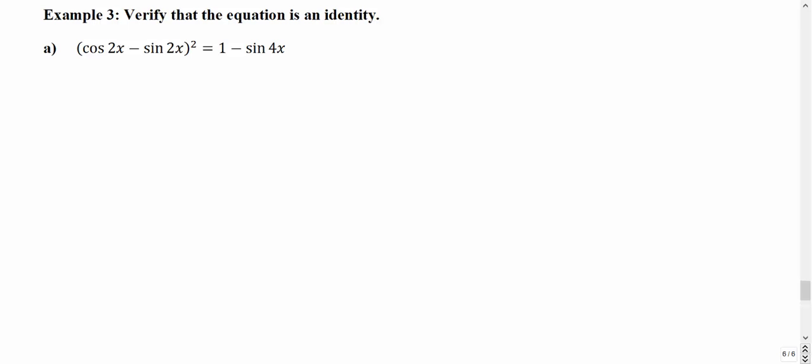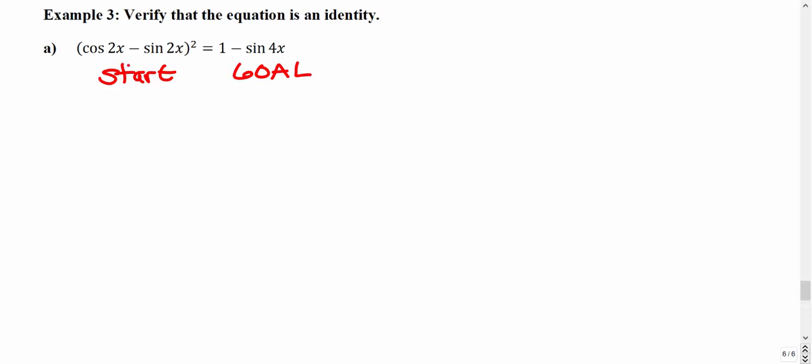Verify that the equation is an identity. Cosine 2x minus sine 2x, all of that in parentheses squared. We want to verify that that is equal to 1 minus sine of 4x. Since we're verifying an identity, we need to choose one side to start with and one side as our goal. I'm going to start on the left-hand side and choose the right-hand side as the goal.